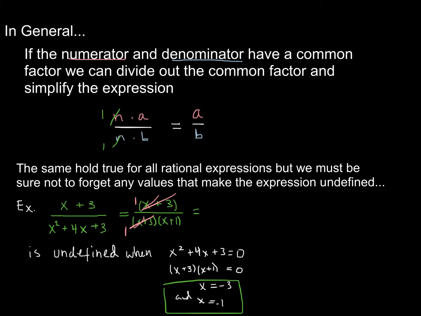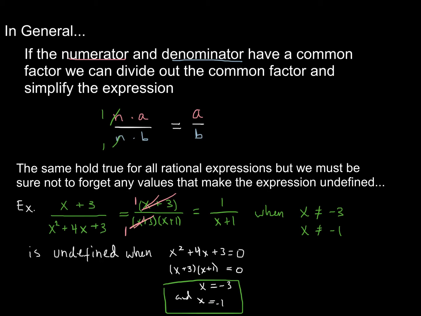Now, when I rewrite my expression, I simply have 1 over x plus 1. Notice how much easier this is to deal with. And the only thing that I have to make sure I remember is that this expression, just like my original expression, is undefined when x equals -3 and when x equals -1. So I can say that this expression simplifies to 1 over x plus 1 so long as x is not equal to -3 and x is not equal to -1. And that's still clearly obvious when I'm looking at this expression.